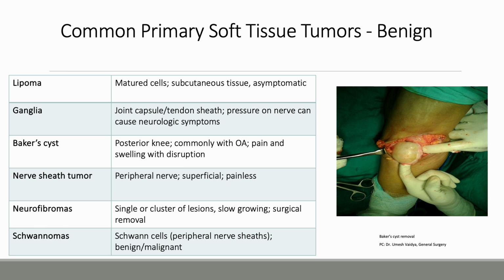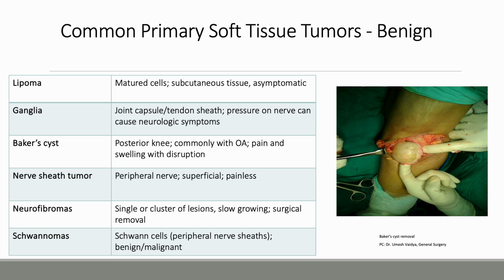Common primary soft tissue tumors. These are benign tumors. There is lipoma. It is the most common soft tissue tumor composed of mature fat cells. Typically occurs during middle age and late adulthood.